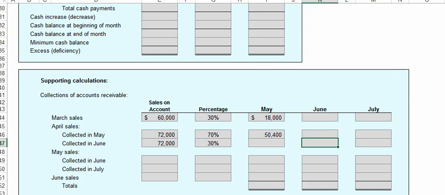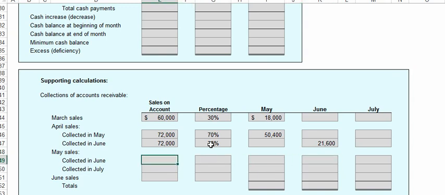You probably caught that one already. I had that one in the wrong space. This is April sales collected in June. Okay, 70% of April sales made on account would be collected in May. The other 30% of April sales made on account will be collected in June. So that's our 72,000 times 30%, 21,600. That takes care of April sales.